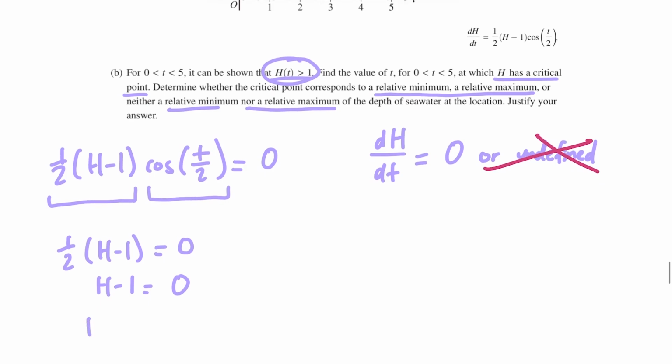So this would only ever happen when h is 1. But since it's going to be greater than 1, we're never going to actually hit 0 here. So we actually need to figure out when cosine of t over 2 is going to be equal to 0.